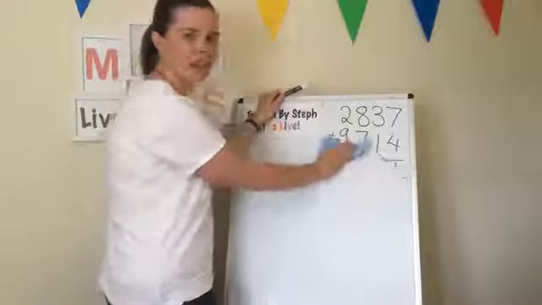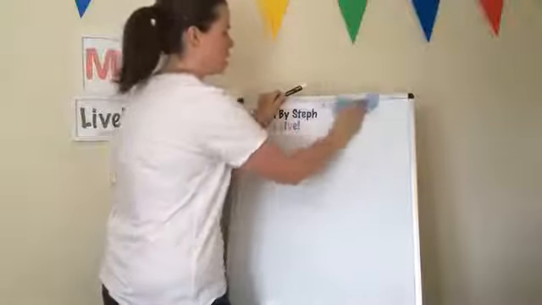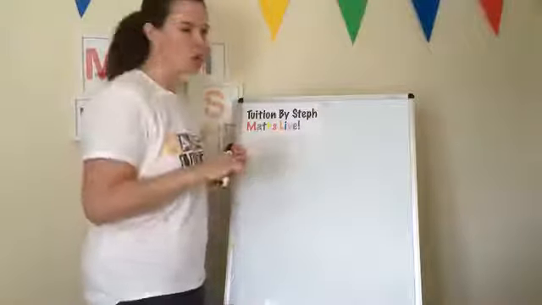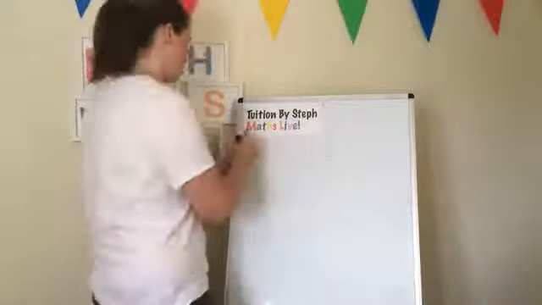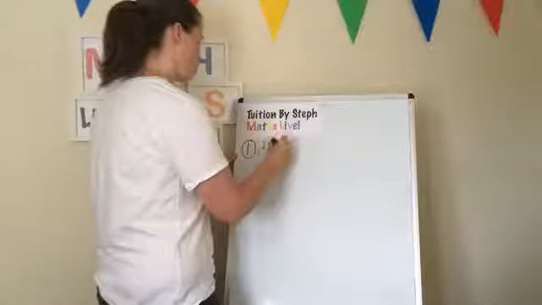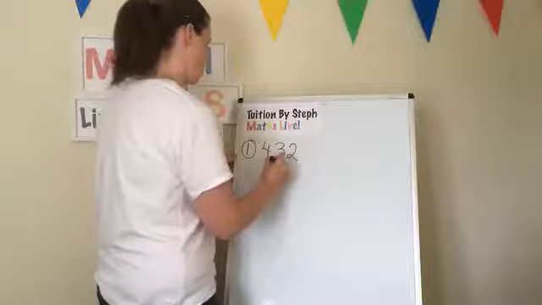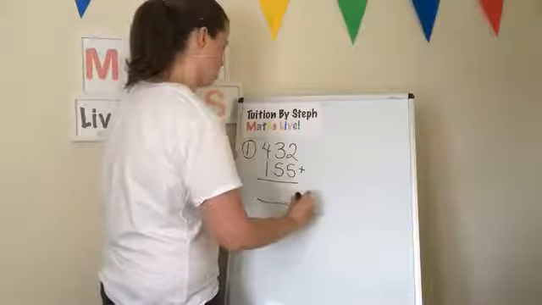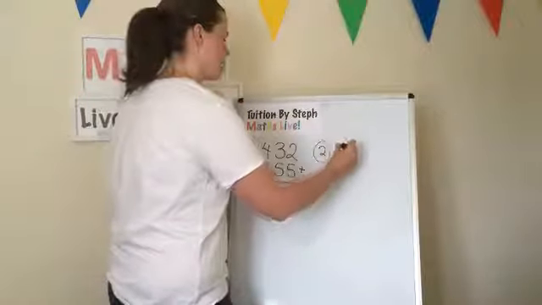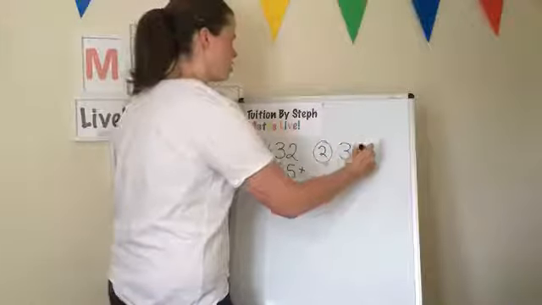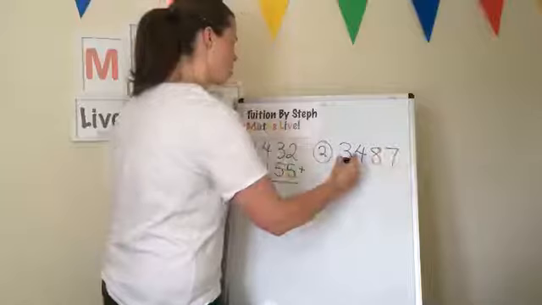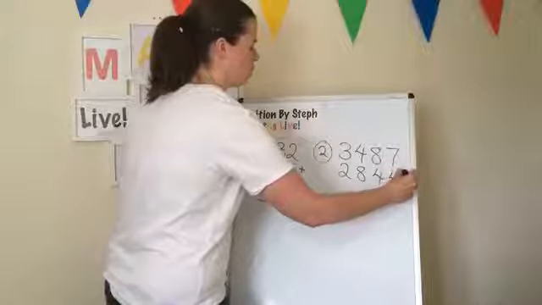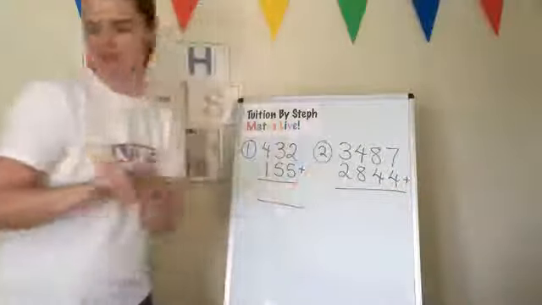Good. Right, challenge time. So you're all in the same boat now, because none of you will have seen these questions. I'm going to try and balance it out. I'm going to give you 3 questions and build them up gradually. Okay, so question 1. We do 432 plus 155. Actually, we do 2 questions at a time. And number 2 is 3487 plus 2844. Off you go.